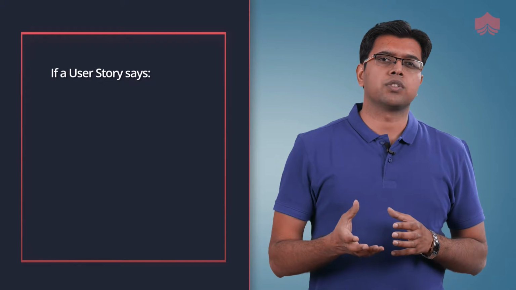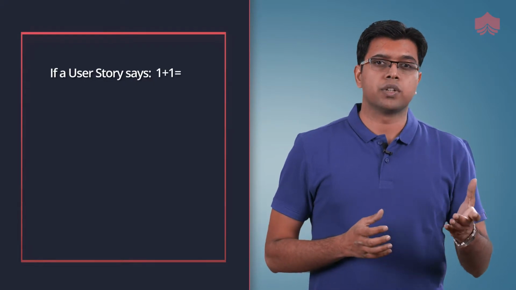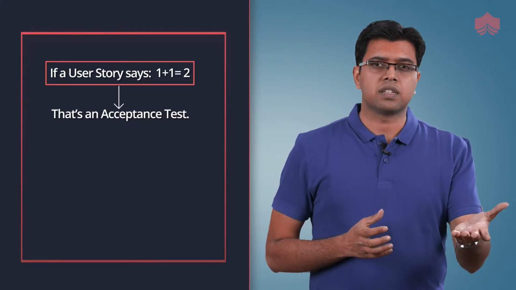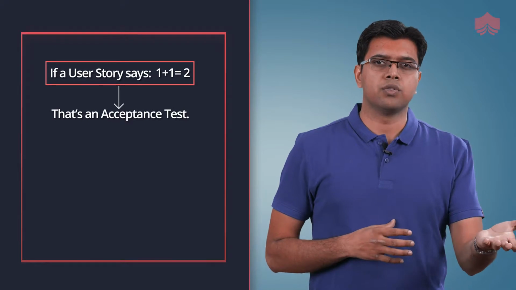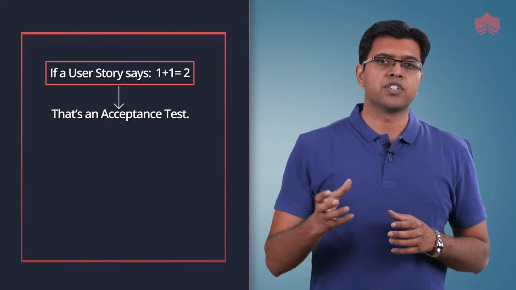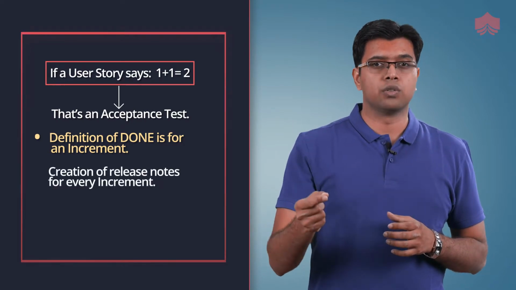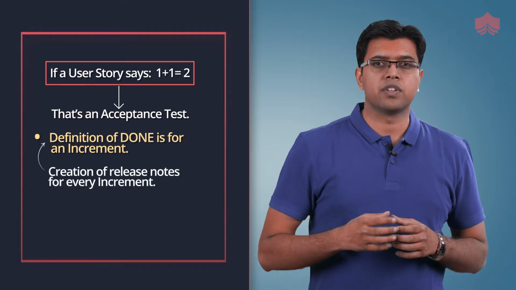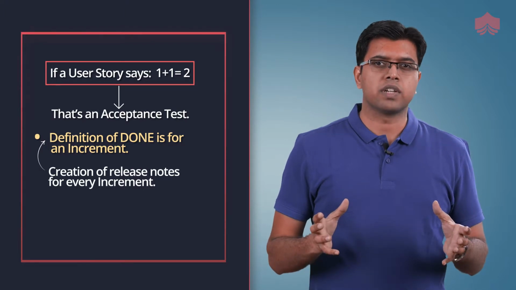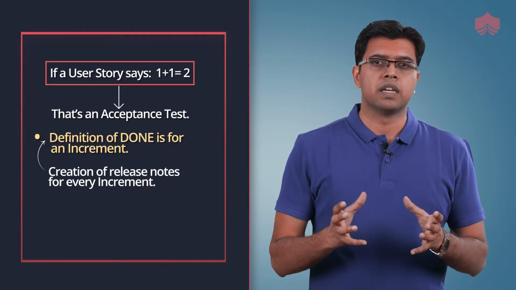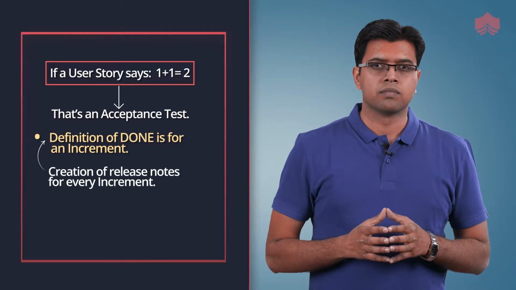If you're working on a user story which says 1 plus 1 should give you 2, that's an acceptance test. That's something that that particular user story must fulfill. But definition of done is for an increment. So creation of release notes for every increment will go in your definition of done. This is what creates the standard of development in all of the Scrum teams.